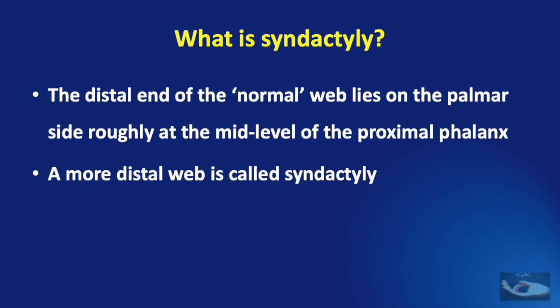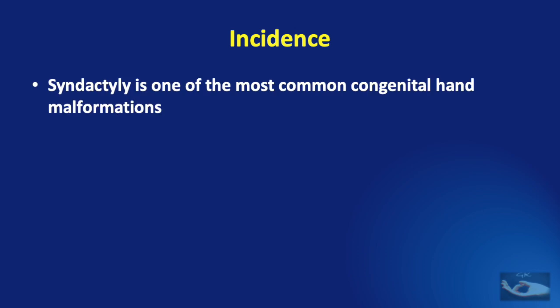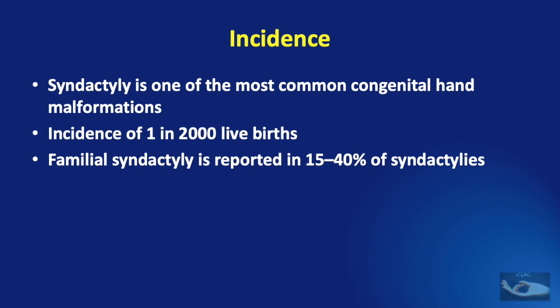What is syndactyly and when do we say it is syndactyly? The distal end of the normal web lies on the palmar side roughly at the middle level of the proximal phalangeal region. A finger web that is more distal to this is called syndactyly. Syndactyly or fusion of the fingers is one of the most common congenital hand malformations that can be seen. It has an incidence of 1 in 2000 live births, and familial syndactyly is reported in about 15 to 40% of syndactylies that are seen.